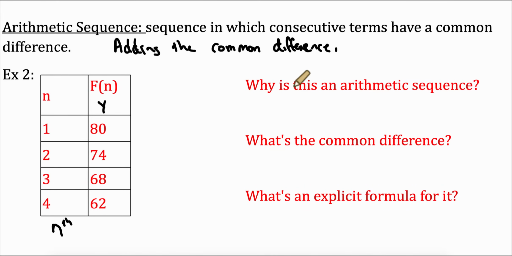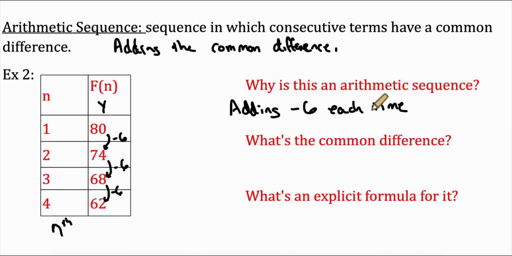Okay, let's take a look. Why is this an arithmetic sequence? Well, every time I'm subtracting 6. Now, is subtracting 6 adding a common difference? Well, no, it's subtracting, but really it is the same thing. I'm adding -6 each time. So therefore, I do in fact have an arithmetic sequence. I just have to think about it, instead of subtracting, as adding -6. So what was our common difference? Our common difference was -6.